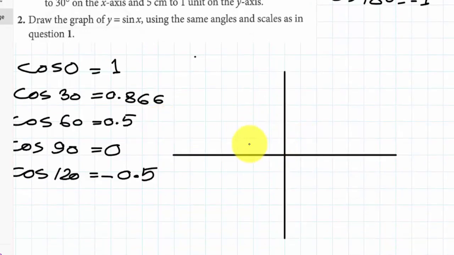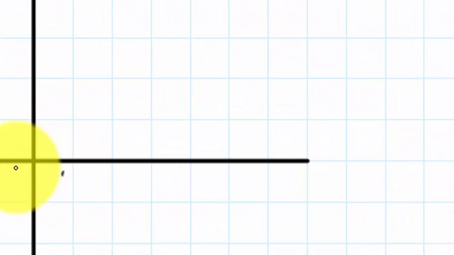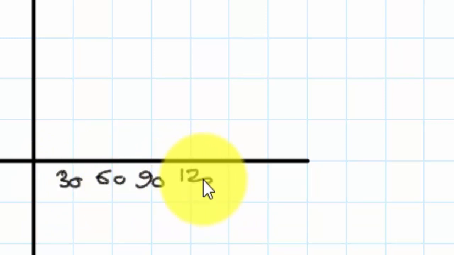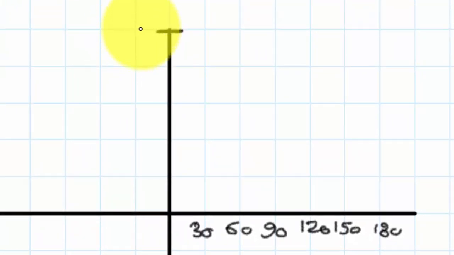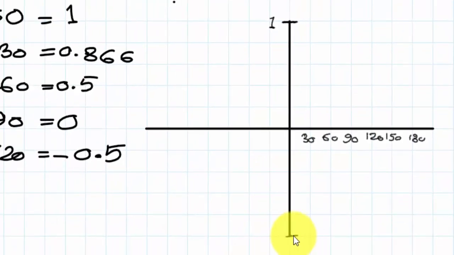We just draw the xy axis. Now let's mark the angles that we work on. The first centimeter, the center is 0. Here is 30, 60, 90, 120, 150, 180. And 0 is in the center. We got the angles. Here is 1, as the question said, 5 centimeters to 1 unit. And here below is -1.